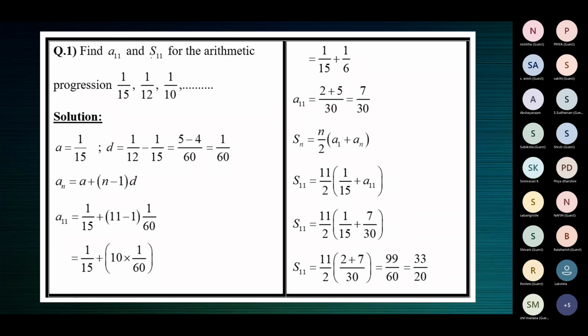Supposing you have to find only S11, and you're lazy to work all this, you don't want too many steps, you don't want to find A11 at all, then you can go with this formula, n by 2 of 2a plus n minus 1 into d. If you use first term plus last term, you should know A11. If you don't have A11, you can use the other form. 2a, a we know is 1 by 15, n minus 1 is 11 minus 1, into d. D also we found, 1 by 60.